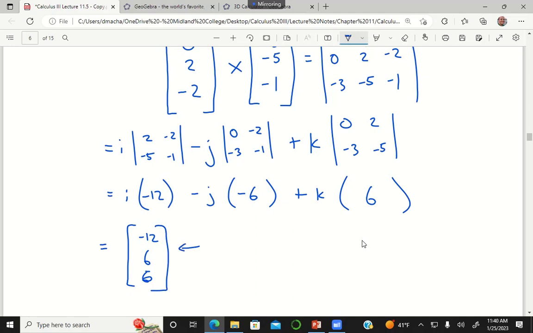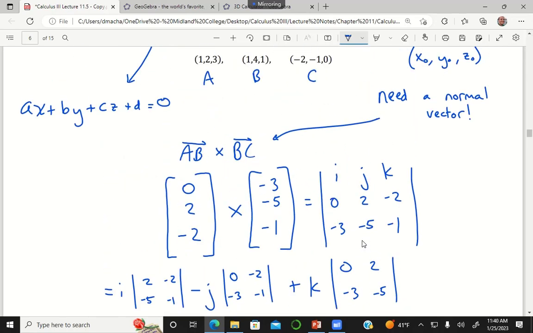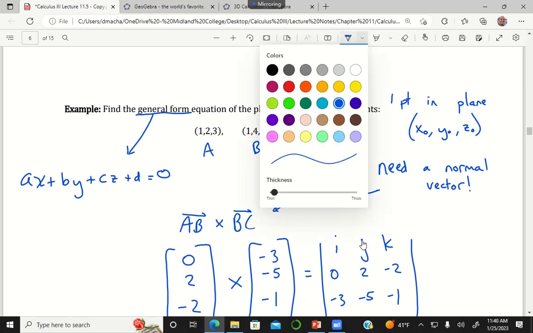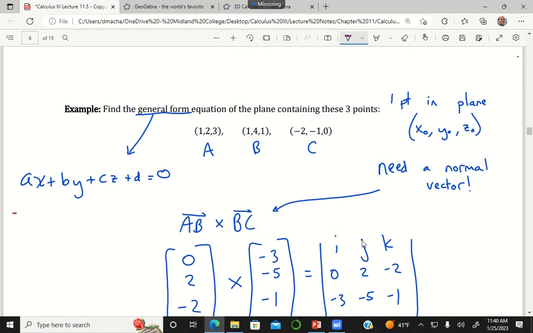And remember, what we were just finding is a normal vector. We know that this vector is normal to my plane. So using the formulas we had before, this vector is going to have entries that we can call lowercase a, b, and c. And then we can use these a, b, and c as negative 12, 6, 6 whenever we go back up here and plug those in to my general form equation. So I have negative 12x plus 6y plus 6z.